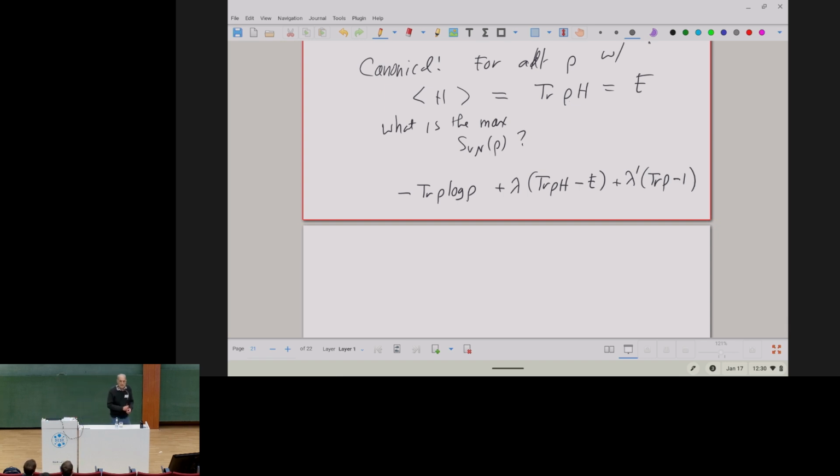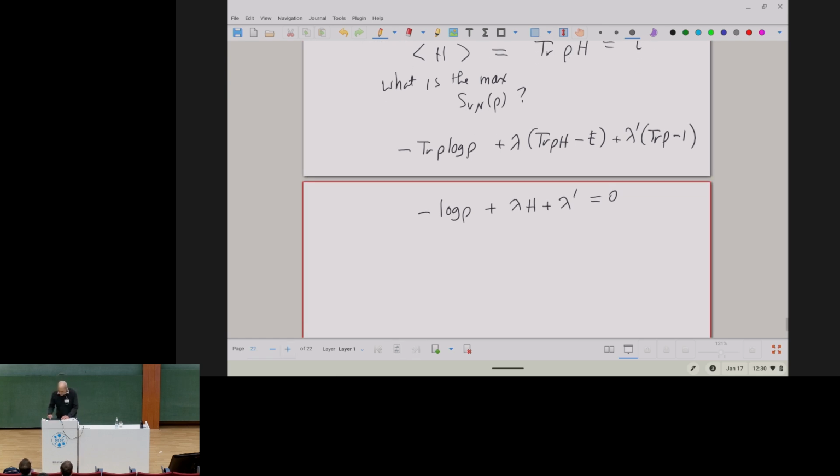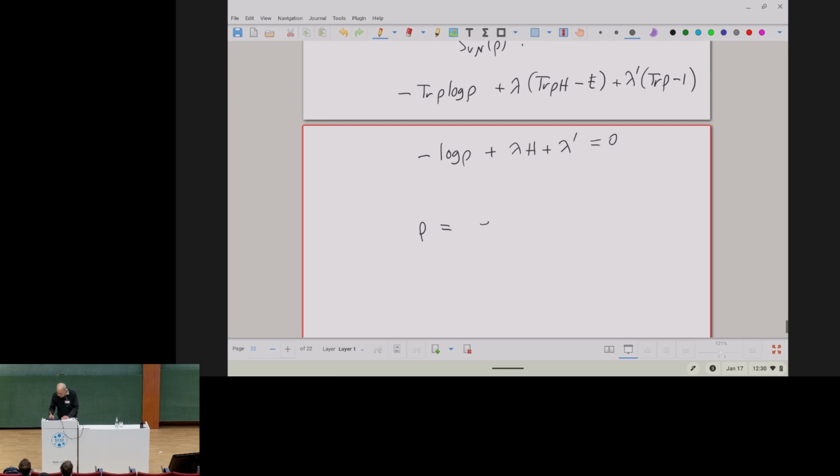So the normalized density matrix that has the maximum entropy for a given energy will be a stationary point of this functional. Varying with respect to rho, you learn that minus log rho plus lambda h plus lambda prime is 0. So rho is e to the minus lambda h times e to the minus lambda prime, for some lambda and lambda prime. This is usually written e to the minus beta h over Z.